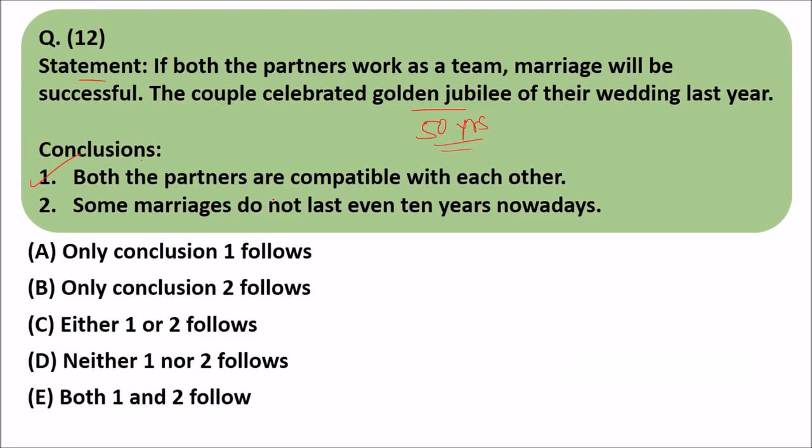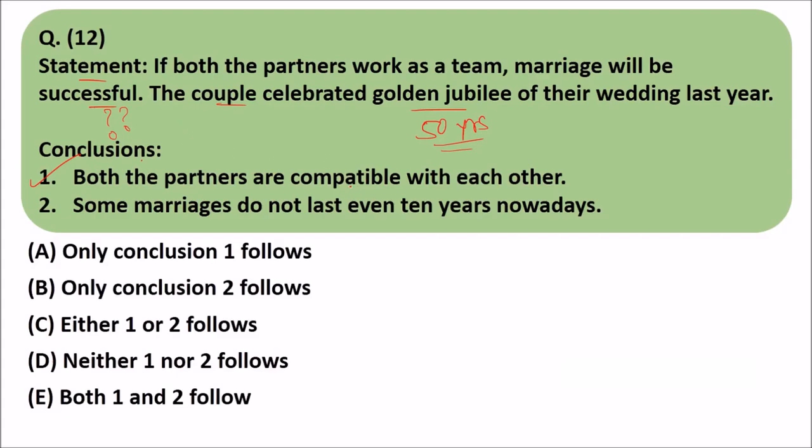Second conclusion: some marriages do not last even 10 years nowadays. Are they talking about other marriages? No, it is only about the couple they are talking about. Also, there is no guarantee about what happens if the partners do not work as a team. Are they saying that if they don't work as a team, marriage will not be successful at all? And what is the definition of successful? Does successful mean 50 years only? It might be that successful means 12 years or 13 years also.